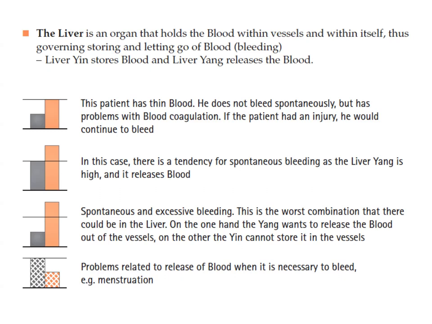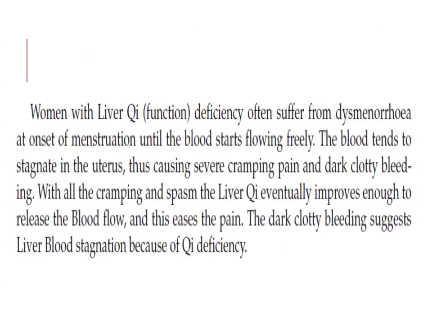Okay? So the last towergram, the dotted one, there is a problem related to the release of blood when it is necessary to bleed, for example, menstruation. Okay? Women with liver Qi or function deficiency often suffer from dysmenorrhea at onset of menstruation until the blood starts flowing freely. The blood tends to stagnate in the uterus, thus causing severe cramping pain and dark clotty bleeding. With all the cramping and spasm, the liver Qi eventually improves enough to release the blood flow, and this eases the pain. The dark clotty bleeding suggests liver blood stagnation because of Qi deficiency.